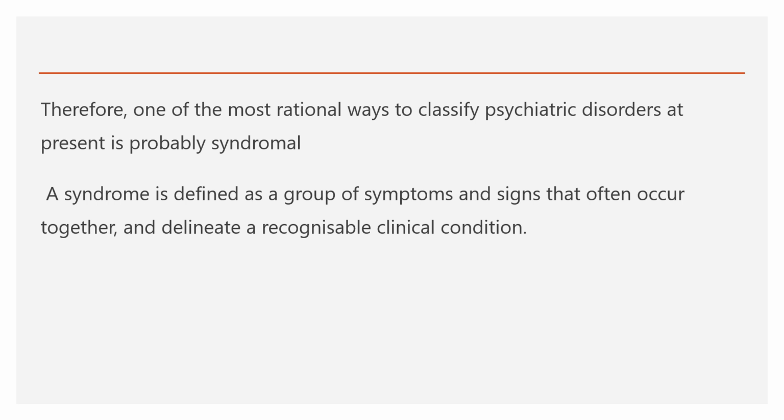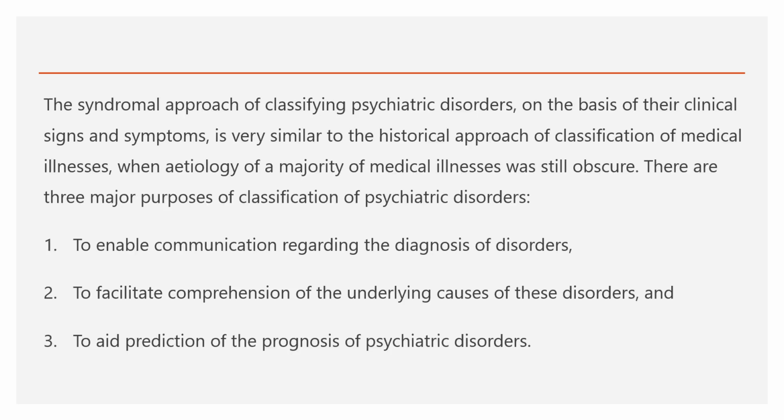Syndrome is defined as a group of symptoms and signs that often occur together and delineate a recognizable clinical condition. So we have a lot of syndromes like Down syndrome, and these are all basically classifications of signs and symptoms. Now this syndromal approach of classifying psychiatric disorders on the basis of their clinical signs and symptoms is very similar to the historical approach of classification of medical illnesses when etiology was not known. So yes, even medical illnesses previously were classified based on syndrome, and now the current classification of psychiatric illnesses is again syndromal. Maybe in future, when all the etiological phenomena will be known for all psychiatric illnesses, our classification might change. But currently, we classify it based on the syndrome.